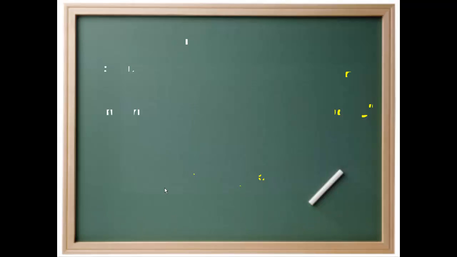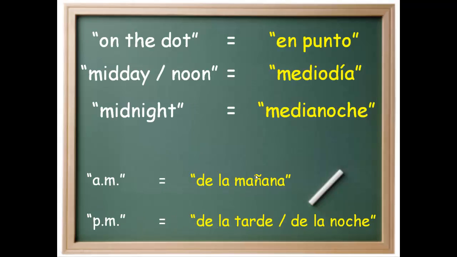And here are some extra words that you're going to want to add to your vocabulary list. They're not already there. On the dot, I already showed you, means right straight up, en punto. And then we need to add the words for noon and midnight. And then, do you remember how to say good morning, good afternoon, and good evening? Buenas tardes. And we use that word for afternoon. And then buenas noches. That would be for the evening.